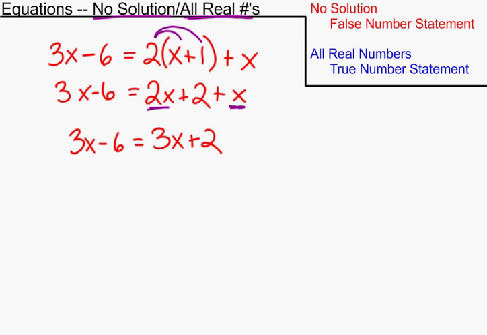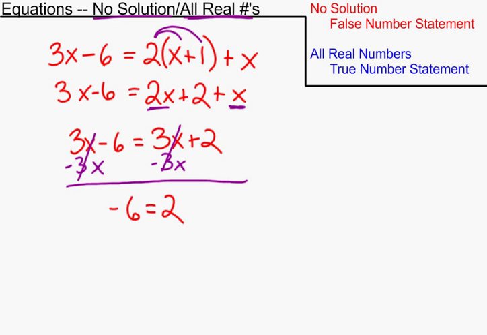I now want to get the x's to the same side, so my options are I could either subtract 3x from the left or subtract 3x from the right. So I think I'm going to subtract 3x because that's my only option. And something different happens here. I'm used to getting rid of the variables on one side, but in this case I get rid of the variables from both sides. And I'm left with just negative 6 equals 2, which should make me a little bit uncomfortable because I know that negative 6 does not equal 2.